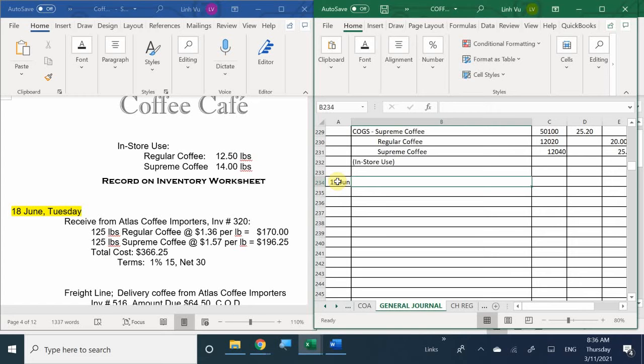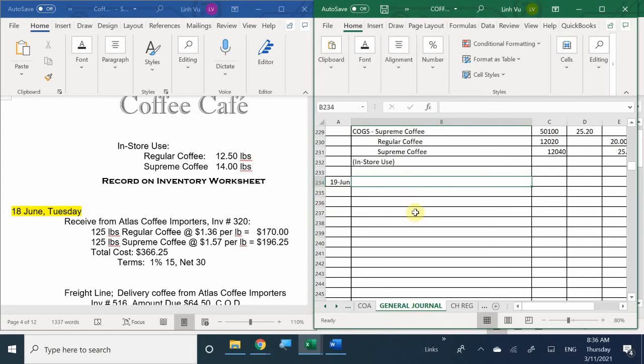Cost of goods sold? Not cost of goods sold. We didn't sell anything. We're receiving inventory. This time we're receiving inventory. It should just go into inventory. Okay, all right. And do we have a specific place? Yes, it should be just the regular coffee and supreme coffee.